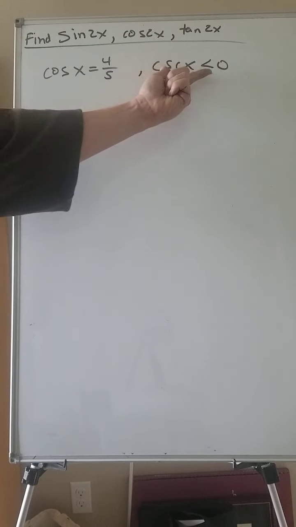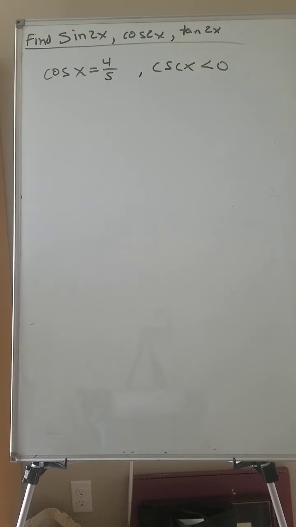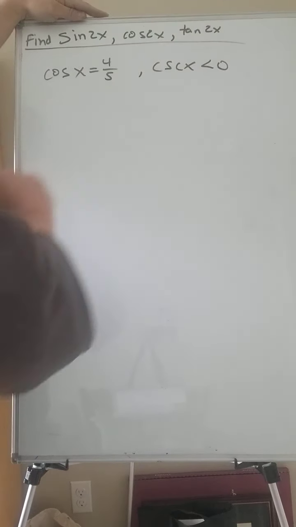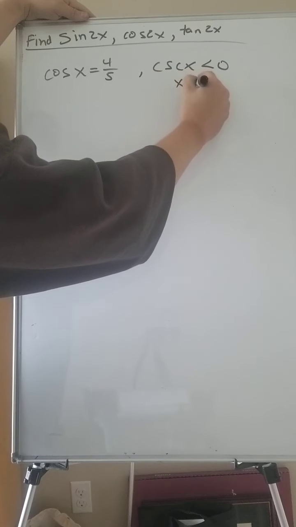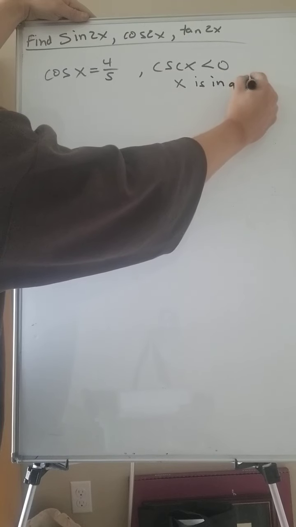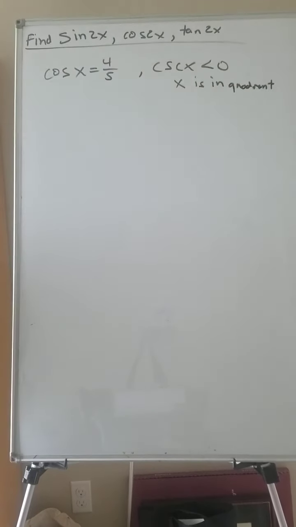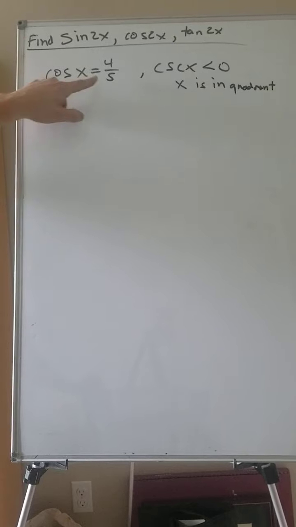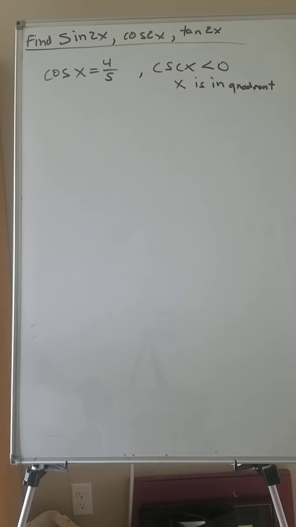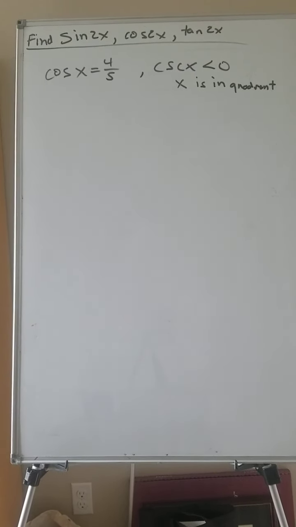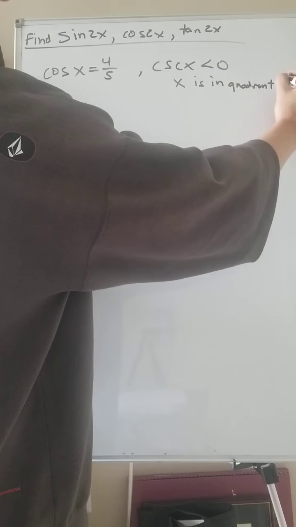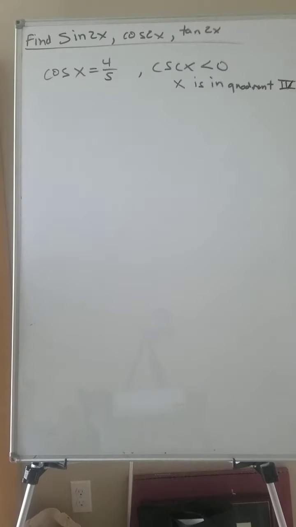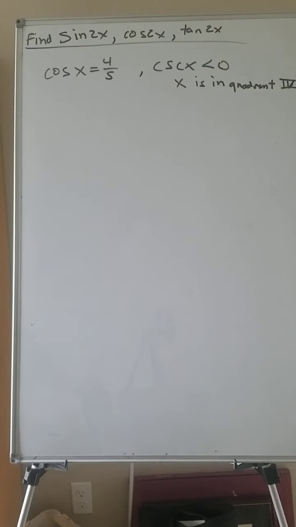The reason why they give you this information is they're trying to tell you what quadrant x is in, but they're trying to be a little bit more esoteric about it. And so I know that x is in quadrant something. So let's figure this out. Cosine is positive, so cosine is only positive in quadrants 1 and 4. And if cosecant is negative, then we can't be talking about quadrant 1, so it must be that x is in quadrant 4. Okay, so that's the reason why they give you that information, so you know what quadrant your angle is in.